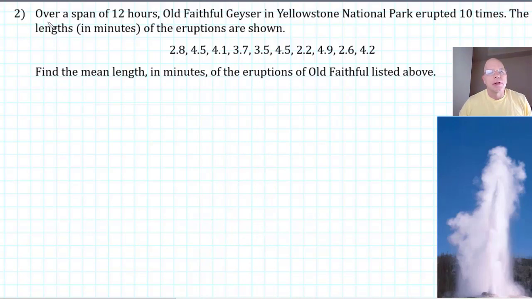Problem number 2 says, over a span of 12 hours, Old Faithful Geyser in Yellowstone National Park erupted 10 times. The length in minutes of the eruptions are shown. So here's our data set. Find the mean length in minutes of the eruptions of Old Faithful listed above. So if we're finding mean, we're finding the average. We can add all of these together and divide by 10.